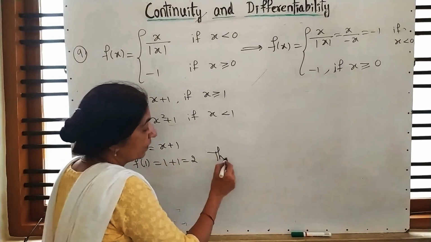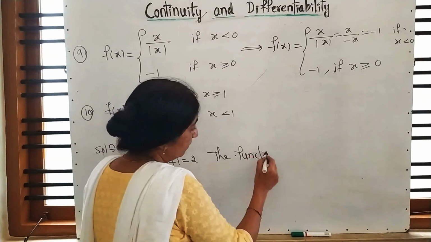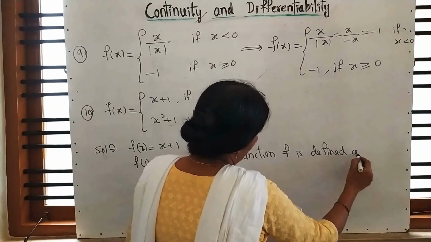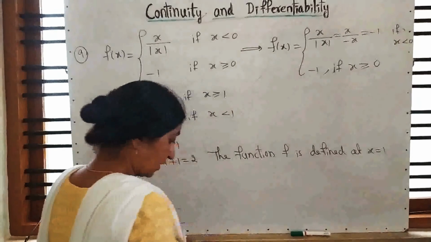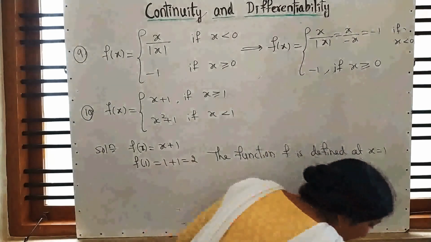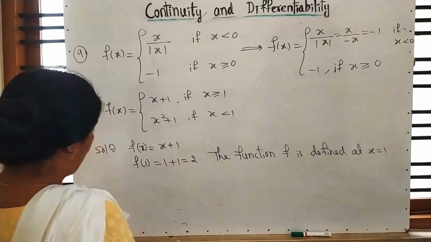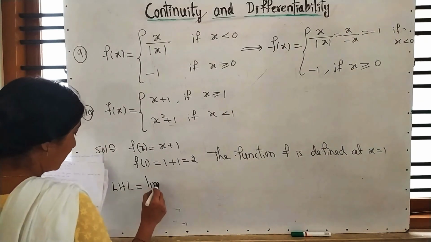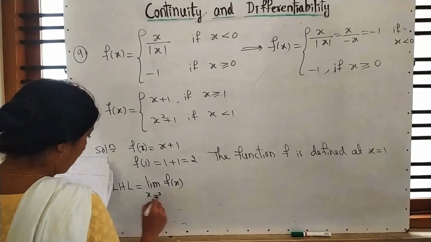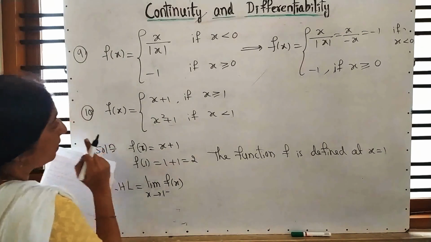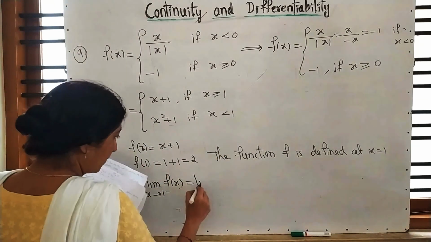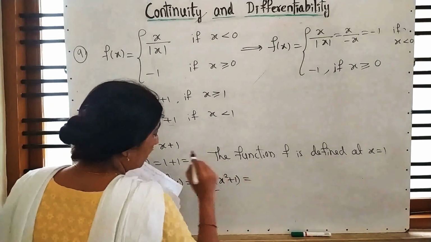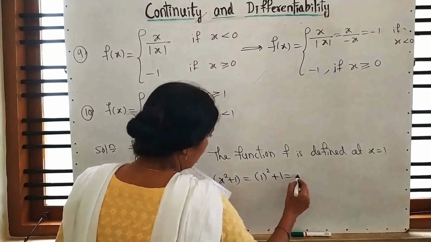The function f is defined at x is equal to 1. Correct or what? Yes, it is defined at x is equal to 1. Next we have to move to the left hand limit. Left hand limit is limit f of x as x tends to 1 minus, where it is less than 1, the less than 1 is in second expression. In place of x, if you write 1, your answer will be 2.